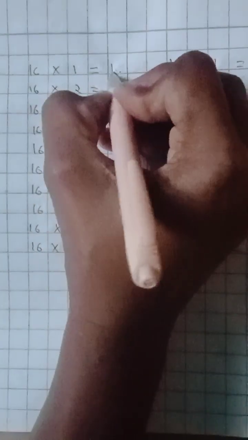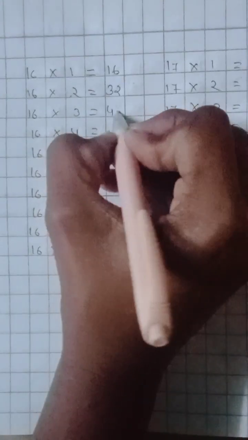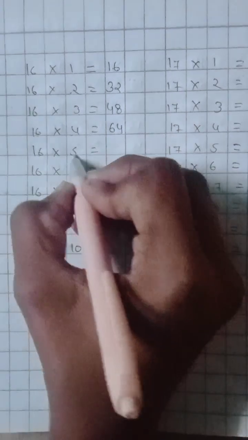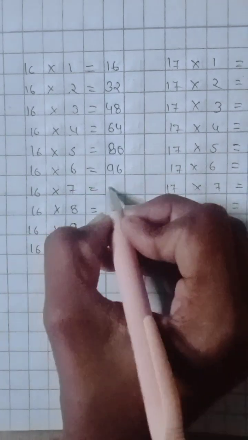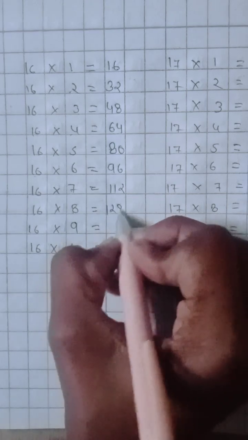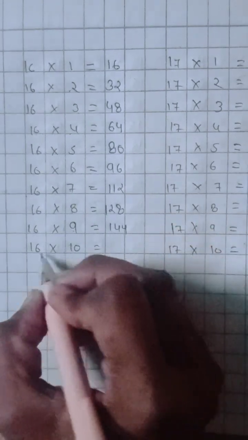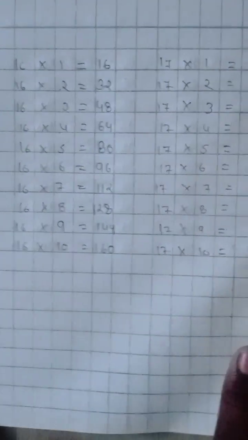16 1 is a 16. 16 2 is a 32. 16 3 is a 48. 16 4 is a 64. 16 5 is a 80. 16 6 is a 96. 16 7 is a 112. 16 8 is a 128. 16 9 is a 144. 16 10 is a 160. Now we will do 17.